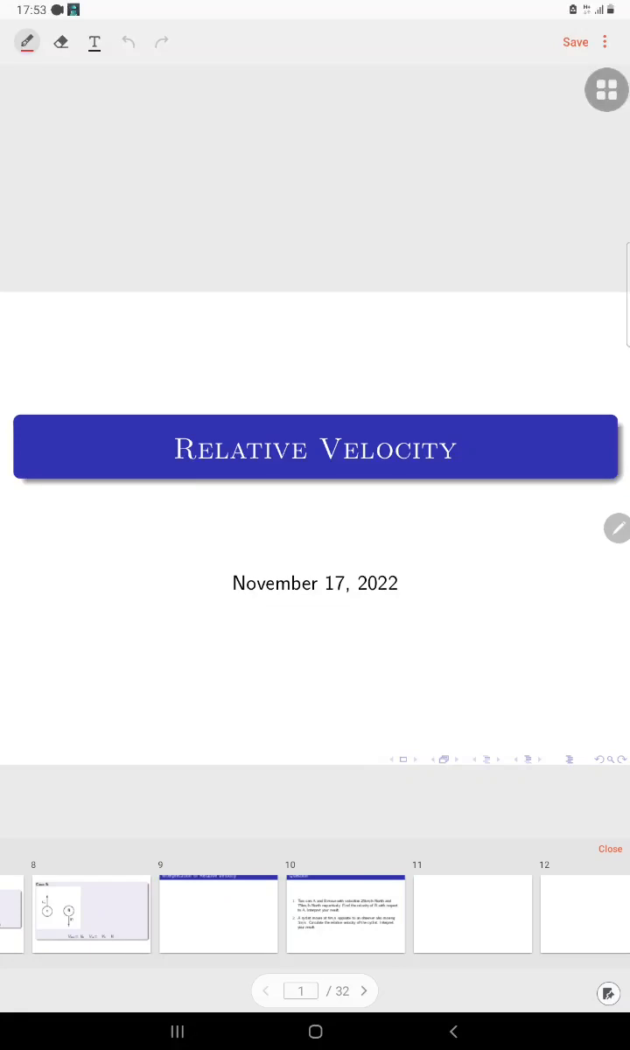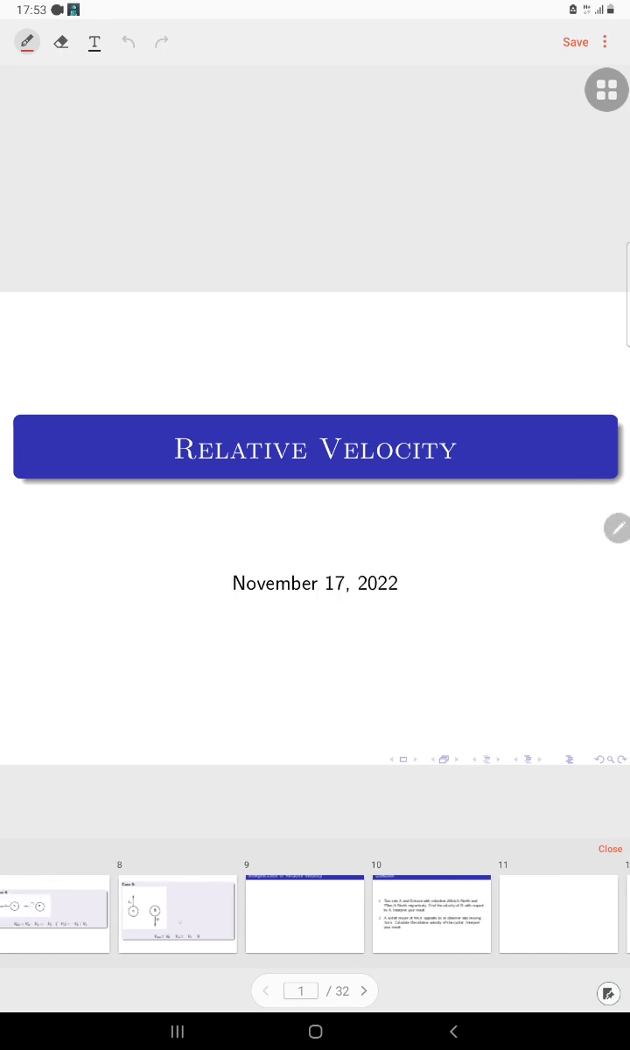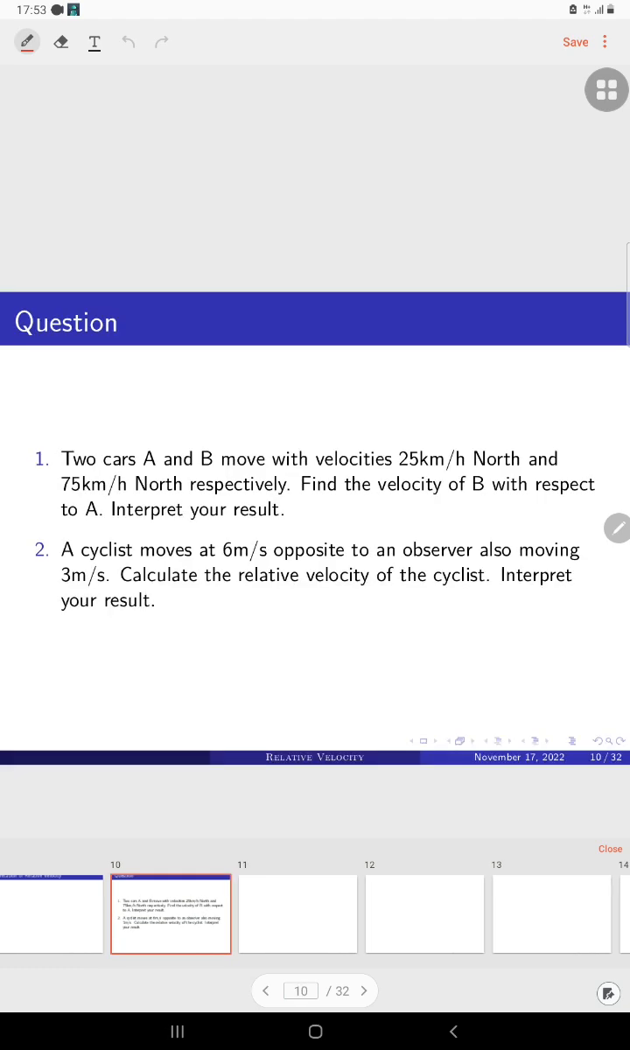Hi students, let's continue our lesson on relative velocity. Last time we saw various examples, we analyzed various cases when we were dealing with relative velocity of polar vectors. Now let's look at these questions.